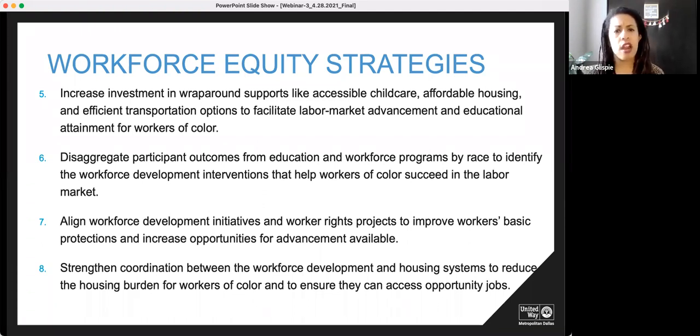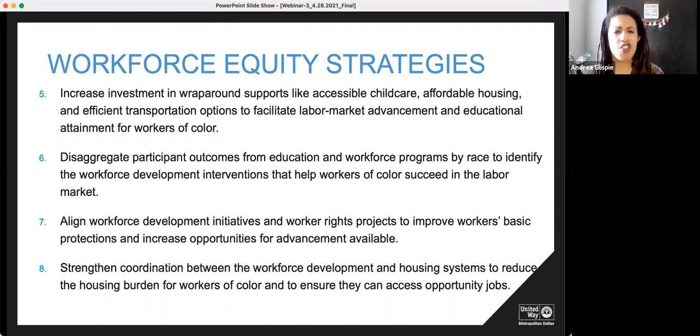And we just saw that there is a great opportunity to connect these organizations that are focused on improving workforce protections with workforce development, so that workers that are enrolled in training can have a better understanding of what their rights are in the workplace and advocate for themselves.